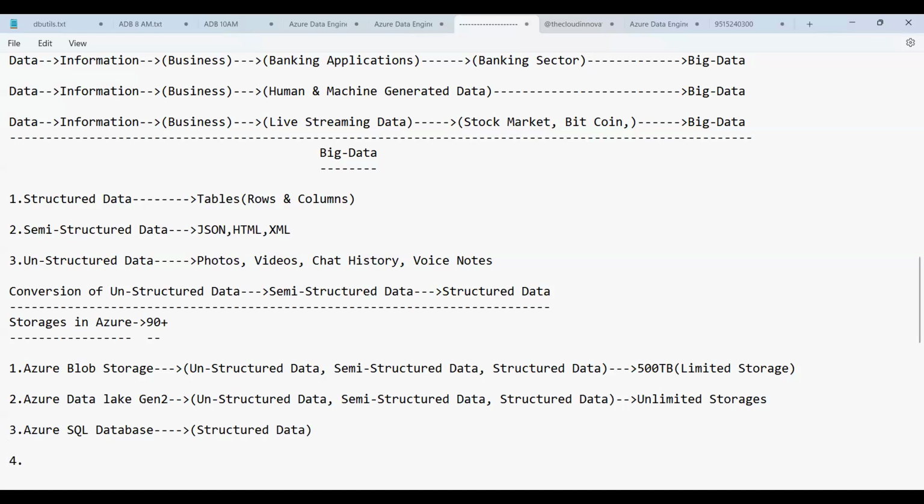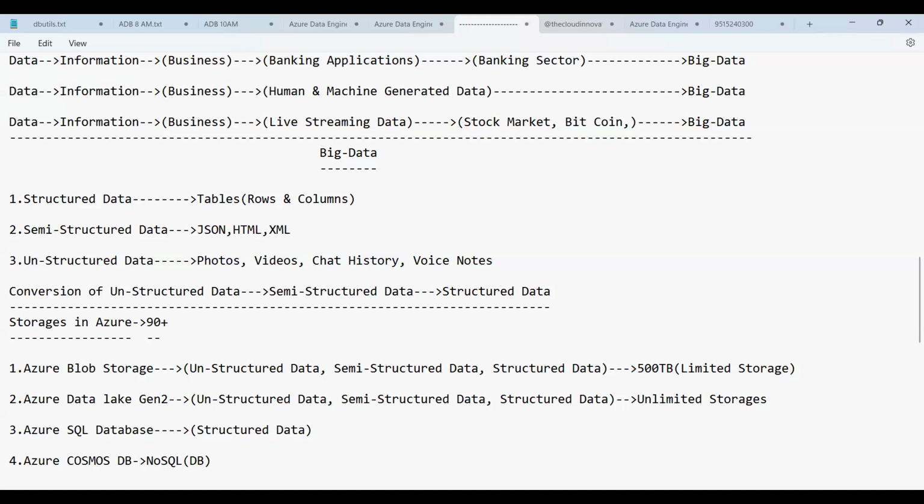Again, the fourth one you have is Azure Cosmos DB. So guys, Cosmos DB is nothing but it is called a NoSQL database. It is called a NoSQL database, everyone.